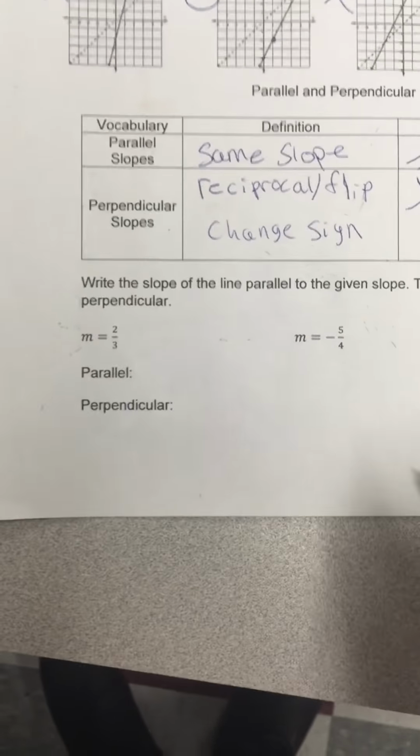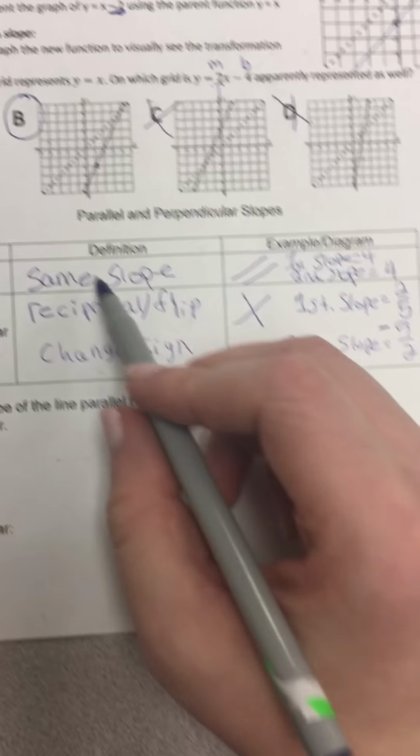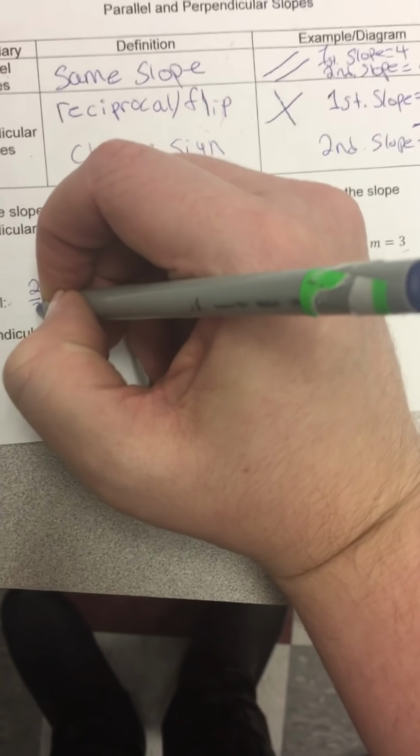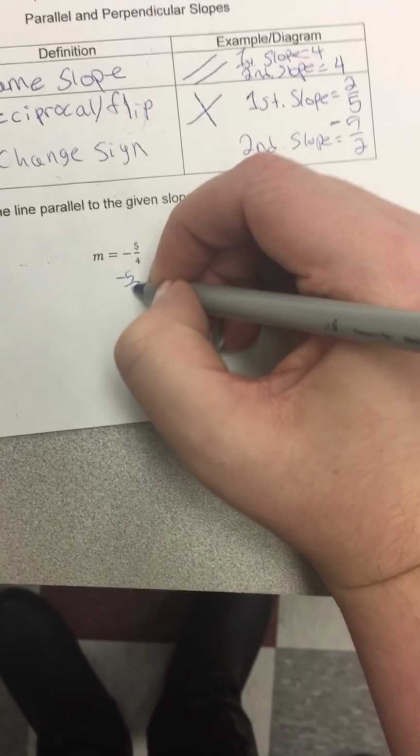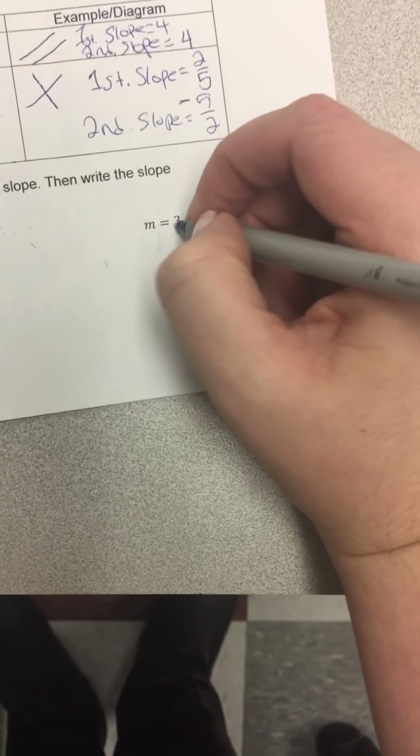All right, so let's look at some examples. Parallel, again, means it's the same slope. So if the slope is 2 over 3, our slope would be 2 over 3. If our slope was negative 5 over 4, it would be negative 5 over 4. If our slope was 3, it would be 3.